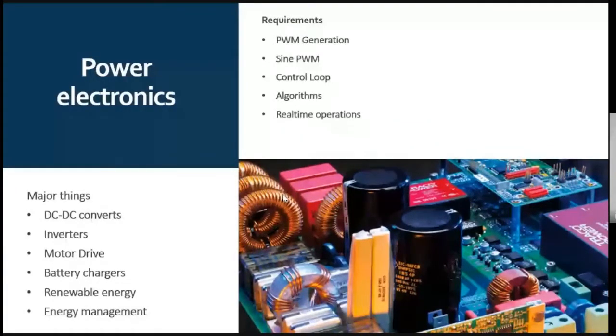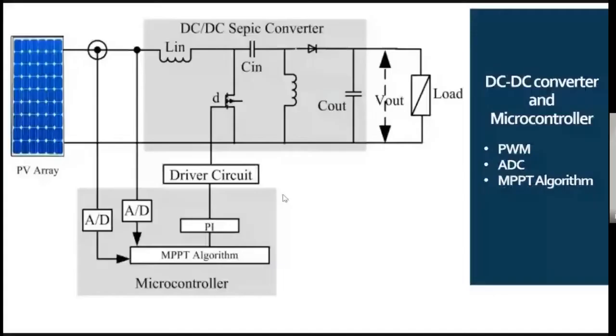And the real-time operations. All these we are discussing are real-time operations. That means everything should be done in time. Here we have a DC-DC converter example. That's a simple example to describe the role of the microcontroller. Here we have a PV array and a DC converter and load. It's the simplest form of power electronics application with MPPT.